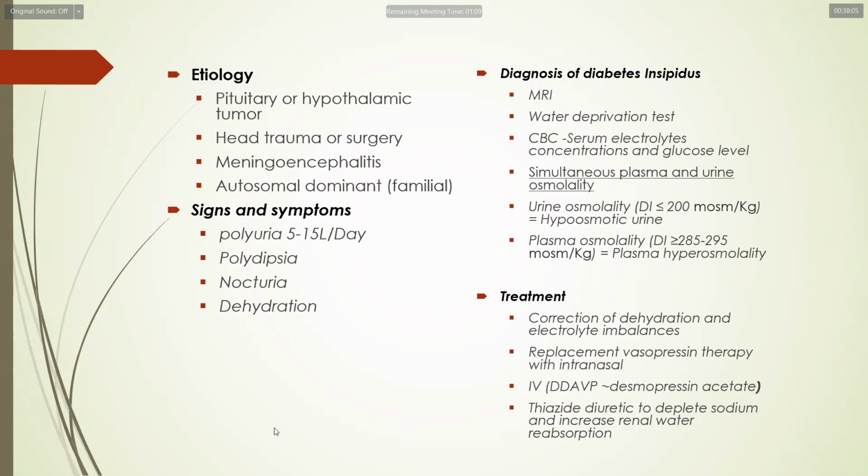وبنطلب لهم بلازما ويورين اوزمولاليتي لازم نشوفه عشان نحدد. اليورين اوزمولاليتي لازم تكون أقل من 200 ملي أوزمول بير كي جي بالدي اي، والبلازما اوزمولاليتي بالدي اي بتكون أكثر من 295 ملي أوزمول بير كي جي. يعني بشكل عام البلازما is hyper osmolar على عكس الاس اي دي اتش. التريتمنت، ثواني.